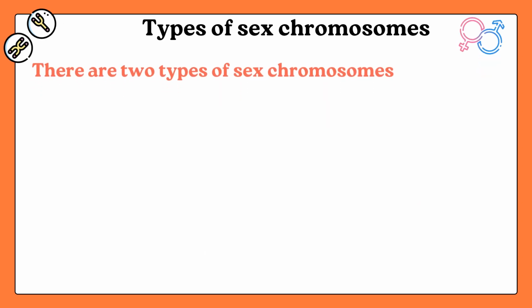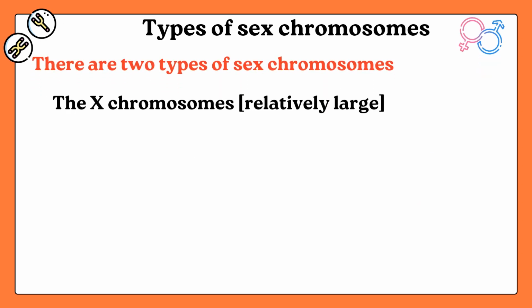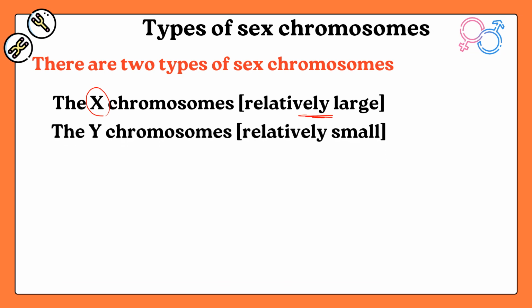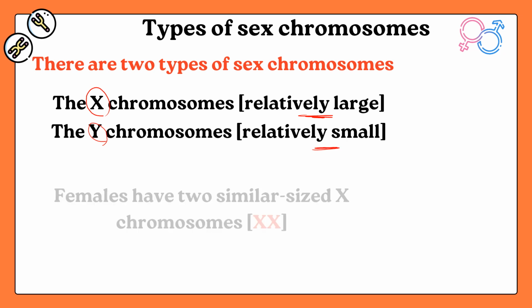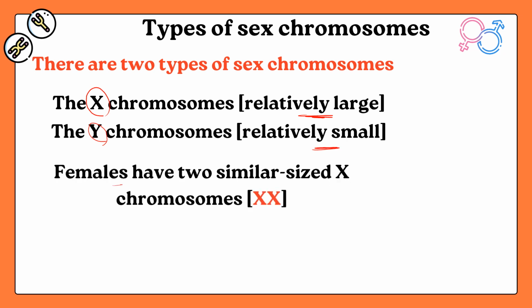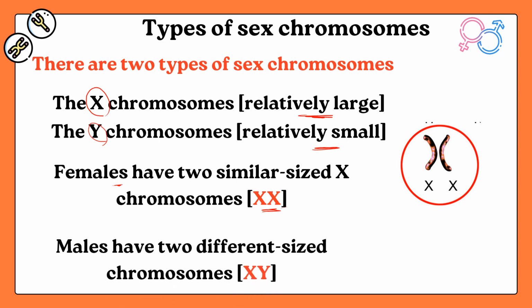طب إيه هي التايبس بتاعت السكس chromosomes؟ We have two types. X chromosome ده هنلاقيه relatively large in size. Y chromosome هنلاقيه relatively small in size. Females have two similar sized X chromosome بنسميه في الآخر XX زي موجود في الفيجر. Males have two different size chromosome XY.